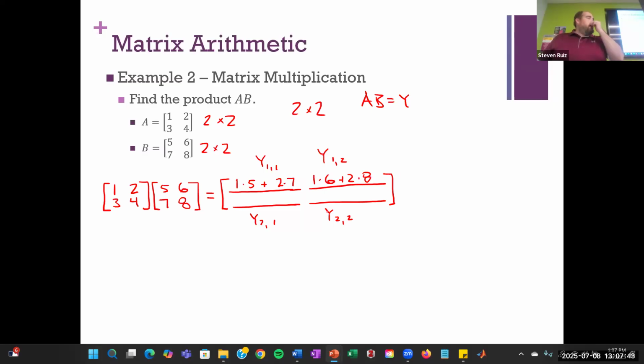What about Y21? Okay, so tell me what products I'm going to add together. 3 times 5 plus 4 times 7. And finally, what goes in our last entry, 2, 2? Okay, so 3 times 6 plus 4 times 8.